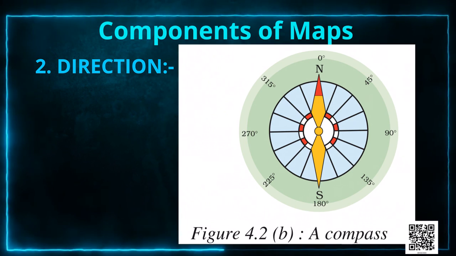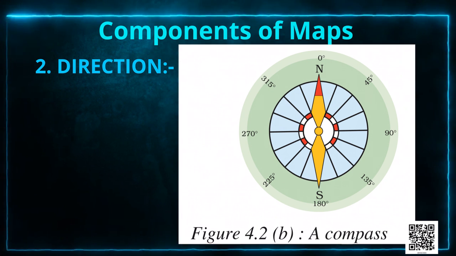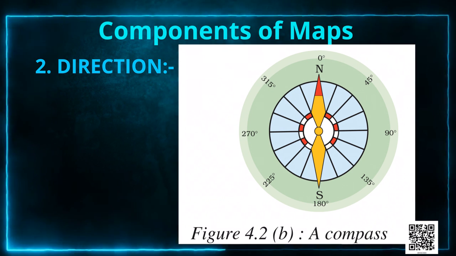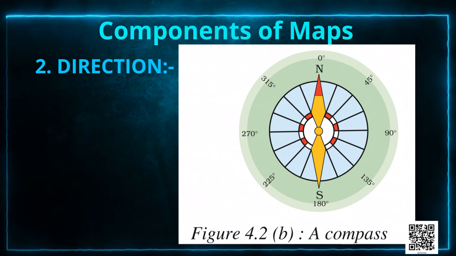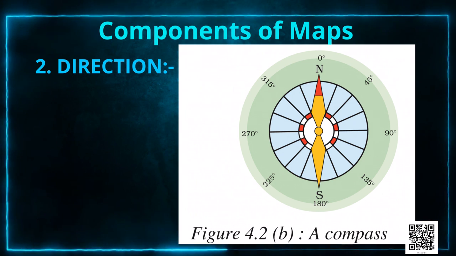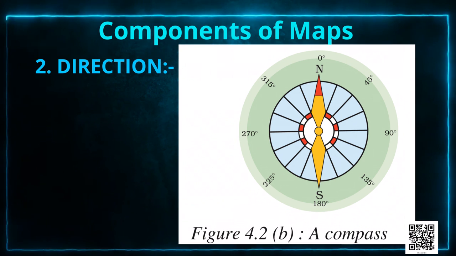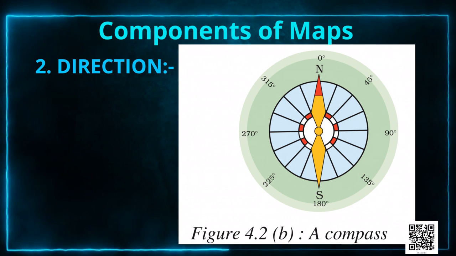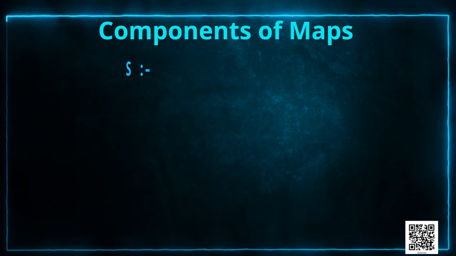We can find out the direction of a place with the help of a compass. Compass is an instrument used to find out main directions. Its magnetic needle always points toward north, south directions. See figure 4.2b. Next component is symbols.